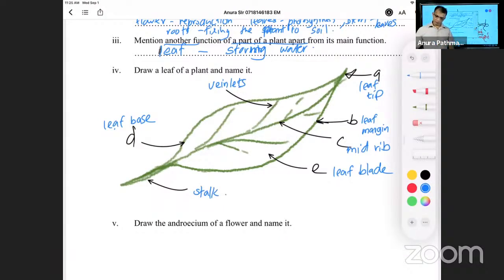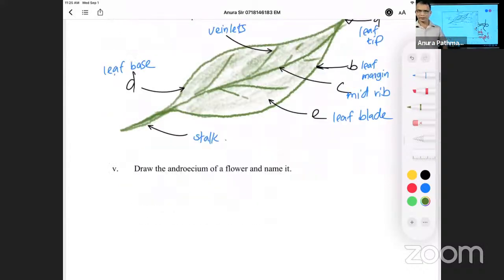I know that my little ones, you are very jealous of my drawing. Your drawings are beautiful. You might be jealous of my drawing.